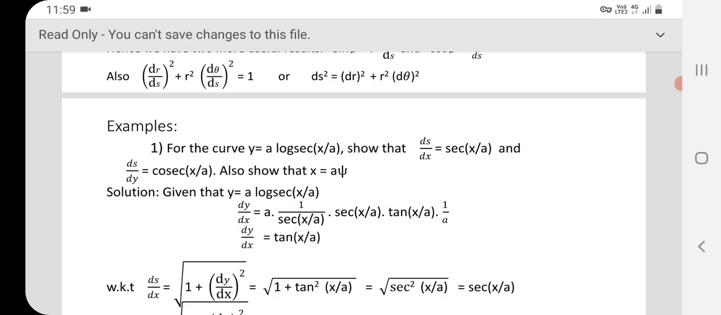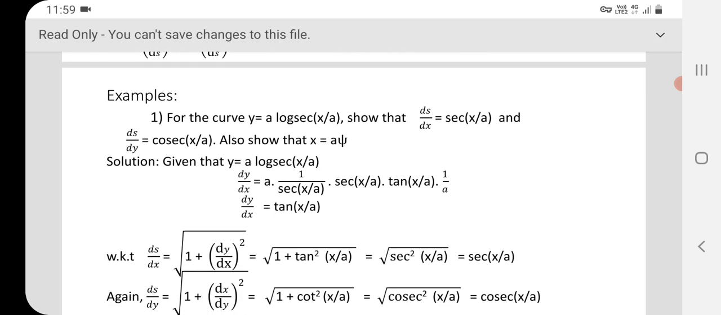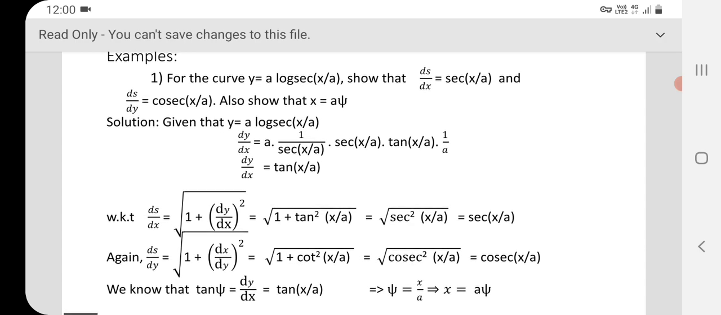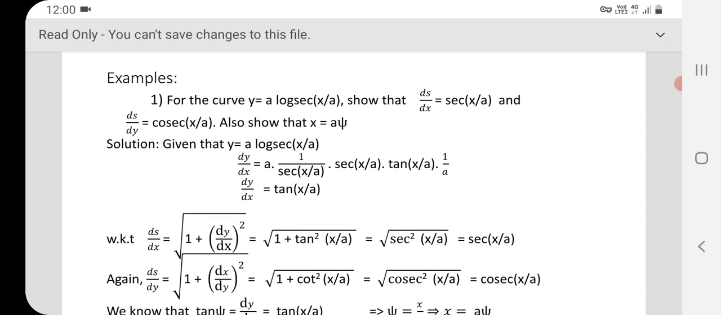That is example 1. For the curve y equals a into log secant x by a, show that ds by dx equals secant x by a and ds by dy equals cosecant x by a, and also show that x equals a into psi. Now the solution for this: given that y equals a log of secant x by a. Now differentiate with respect to x. This is a times 1 over secant x by a, into the inner function secant of x by a into tan of x by a, again into 1 by a.